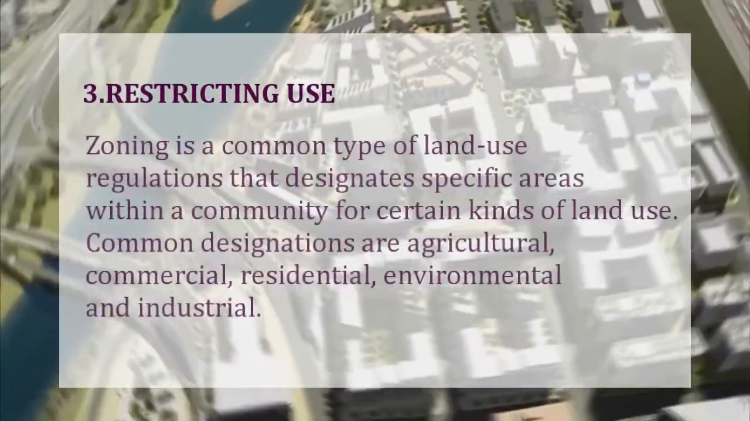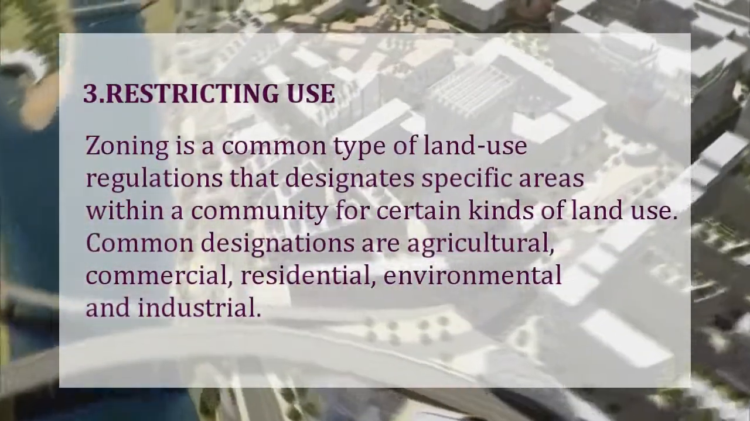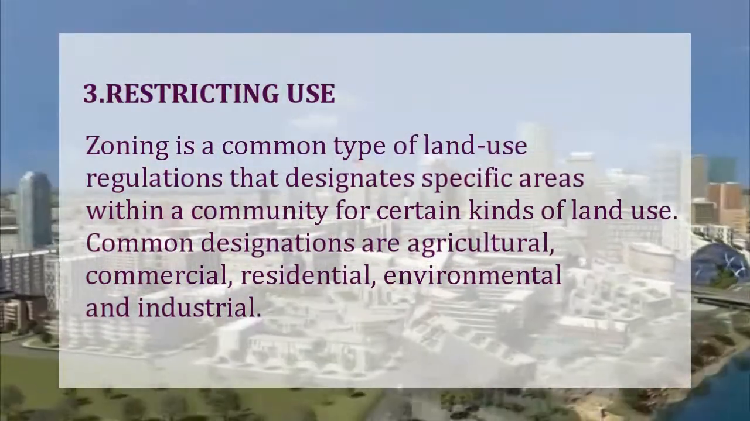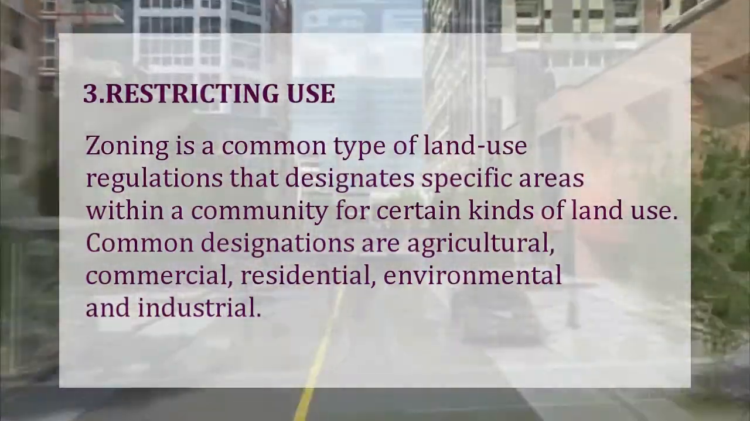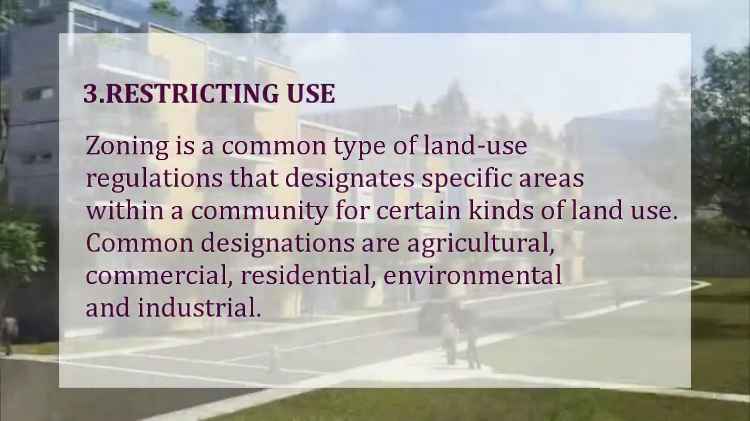Restricting use. Zoning is a common type of land use regulation that designates specific areas within a community for certain kinds of land use. Common designations are agricultural, commercial, residential, environmental, and industrial.